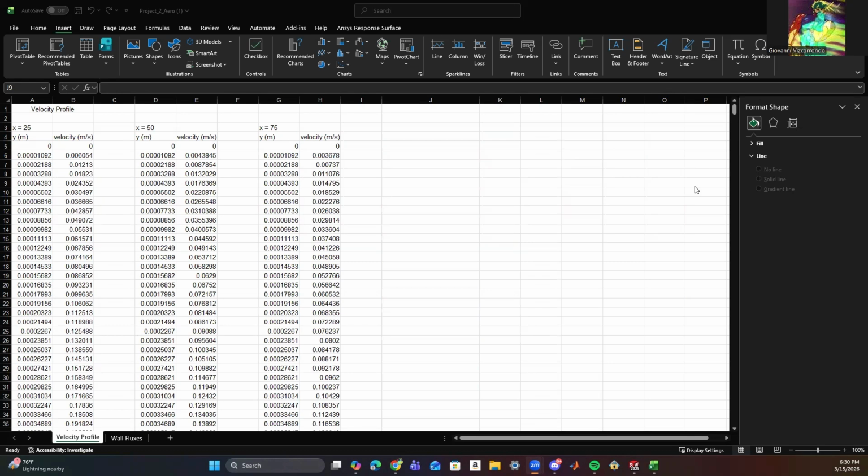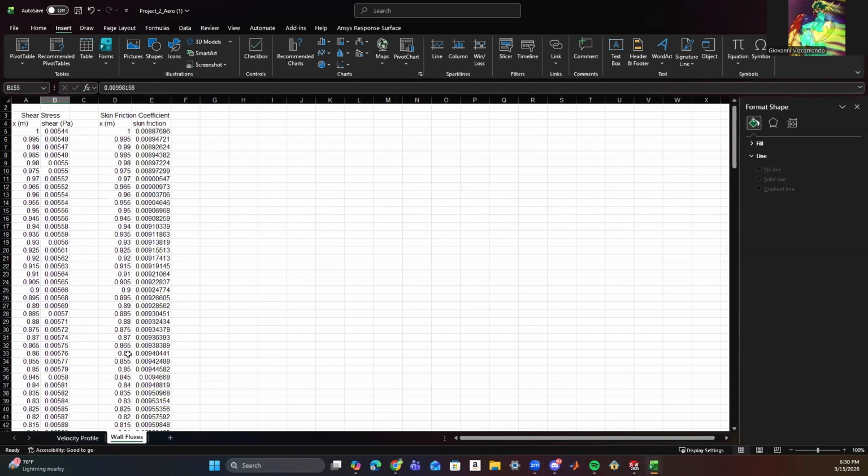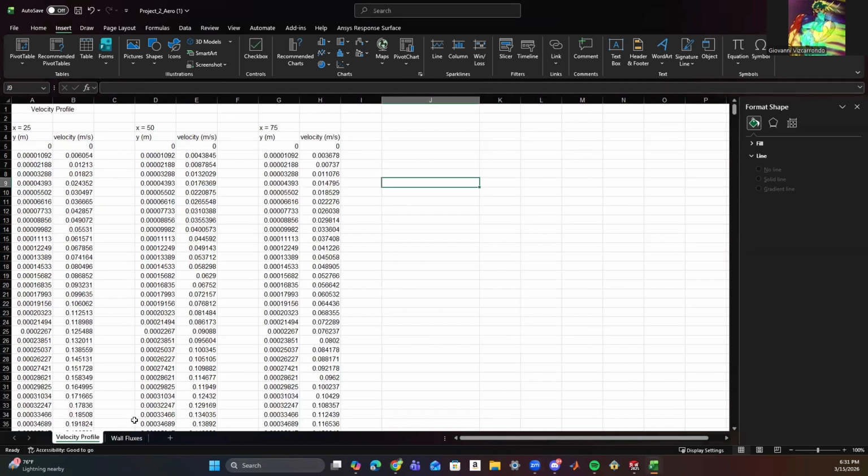I am the second student for the project two in fundamentals of aerodynamics. I'm just going to hop right in. So this is the data that I got from my partner, Tyler, from his simulation. On the first sheet, we have our velocity profile at x equals 25, x equals 50, x equals 75. Again, these are supposed to be in centimeters. And then these are the wall fluxes, which have the shear stress and the skin friction coefficient. So here we have both of these things.